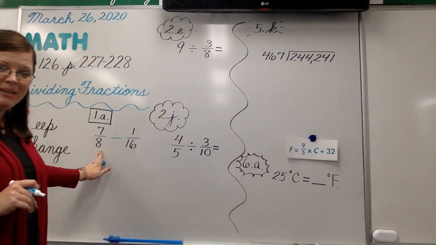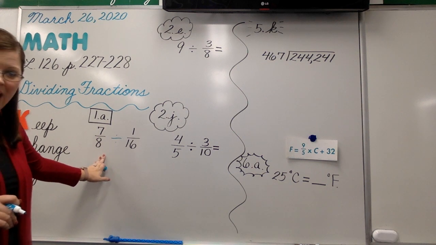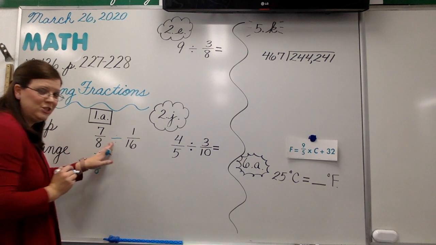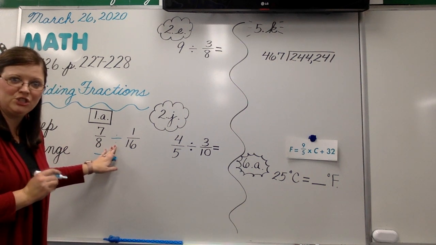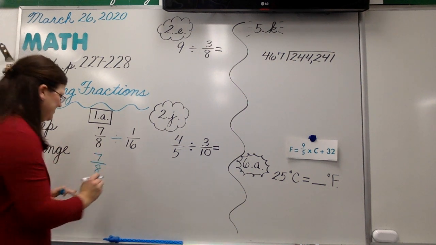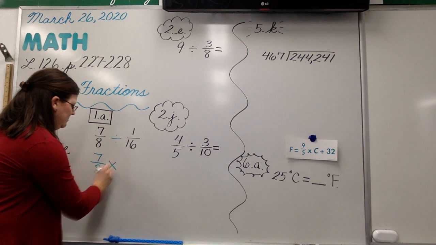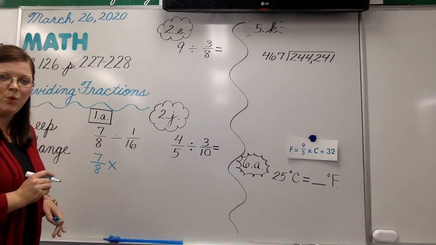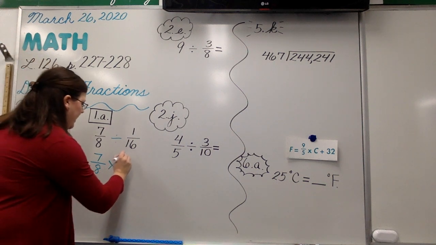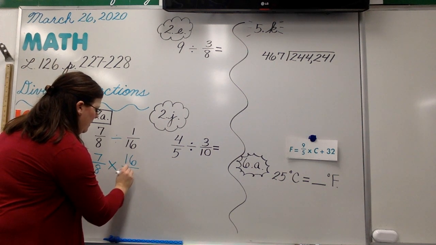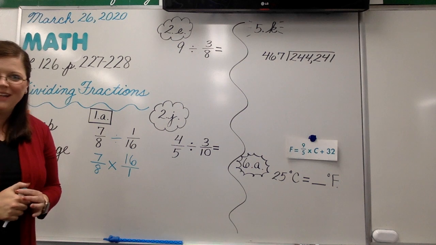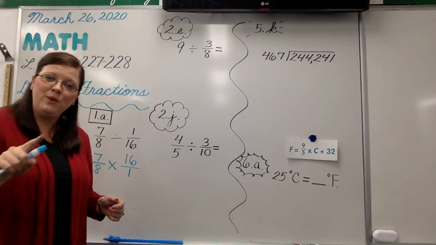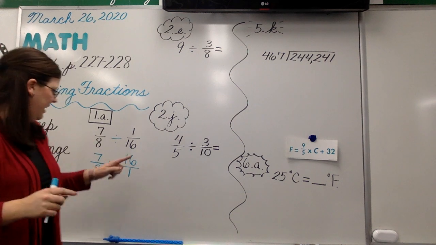We're going to keep the first one exactly how it is. Change our sign from division to what? Multiplication. Flip the final fraction. 1/16 becomes what? 16 over 1. A fraction's best friend is what? Cancellation. Let's look diagonally to see if we can divide those numbers by anything.